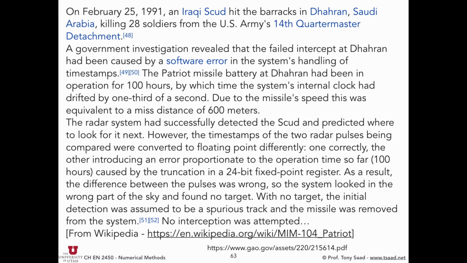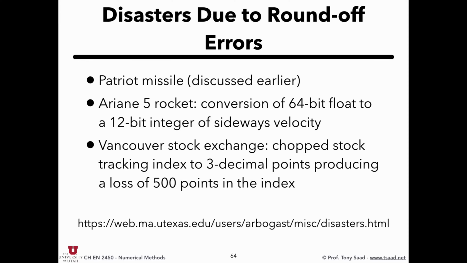There are many other disasters due to round-off errors. The Patriot missile that we just discussed, and the Ariane 5 rocket, that's the French aerospace standard rocket. The software converted a 64-bit float to a 12-bit integer of the sideways velocity, and then 5 seconds into the launch, the rocket just turned sideways and got destroyed. You can see the video of this disaster on YouTube, actually.